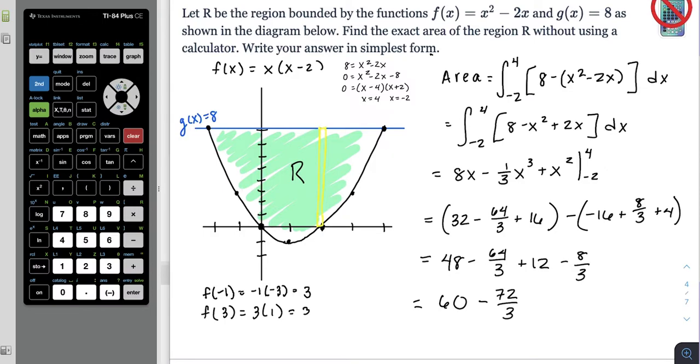And then 72/3 is divisible by 3. So 3 goes into 72 24 times, so this is 60 minus 24, which is going to give me 36 as my answer, as the area between the two curves.